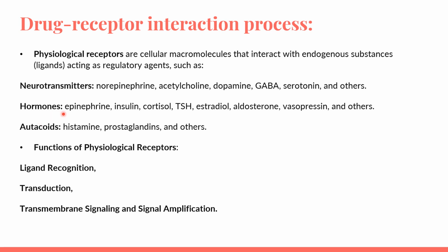We also have hormones like epinephrine, insulin, cortisol, the stress hormone, estradiol, and others. And also we have autocoids like histamine, prostaglandins, and others, which are involved in allergy, pain sensation, and whatsoever. What are the functions of these physiological receptors? First, they have to recognize the ligand. Ligand recognition is identifying and binding specific ligands at the ligand binding domain, because inside the receptor we have a certain domain that is specific to this ligand.